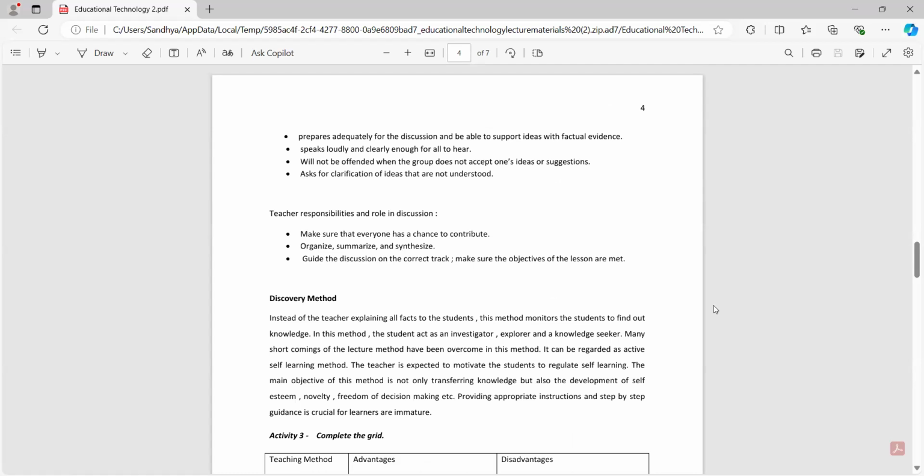Now, give me a second. Teacher responsibilities and role in discussion. There are 3 points given. You can read it and further explain it to the rest of the class. What are the teacher responsibilities and roles in discussion? I will give you 1 minute to think, read the 3 bullets, and then think of explaining with examples to the rest of the class. Topic is teacher responsibilities and role in discussions.